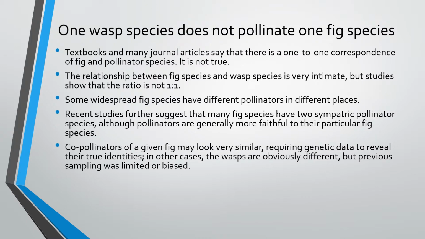There is some debate on the ratio of fig to wasp pollination. Older studies suggested that only one wasp species was specifically pollinating one fig species, and that's not the case. The relationship is intimate. Recent studies show it may be as little as 2 different wasp species to one fig species, but it's not 1-to-1. That older debate has been revealed to be untrue with better genetic data and sampling.